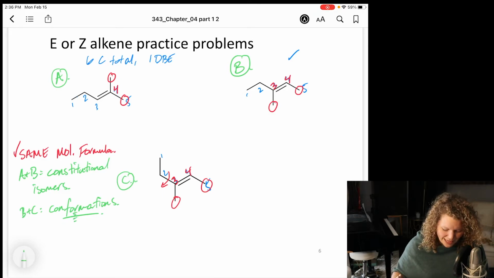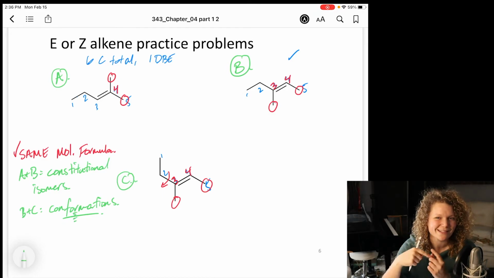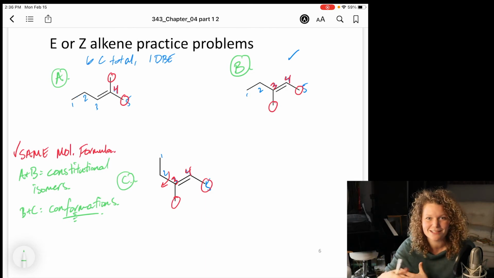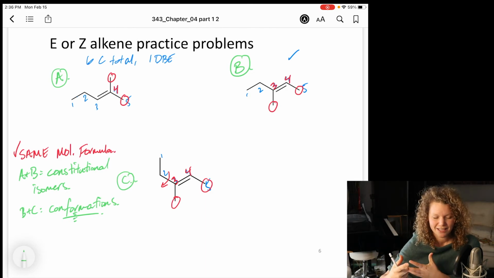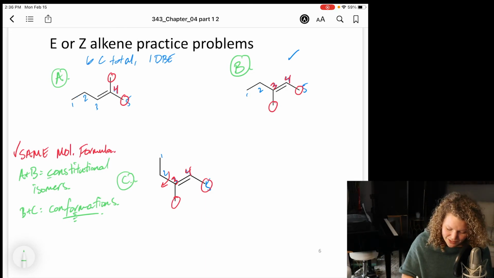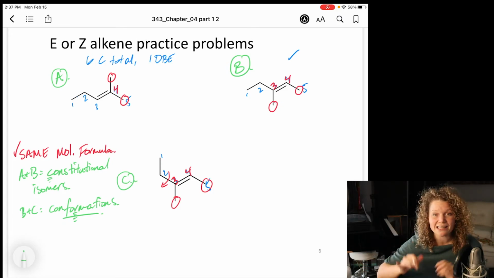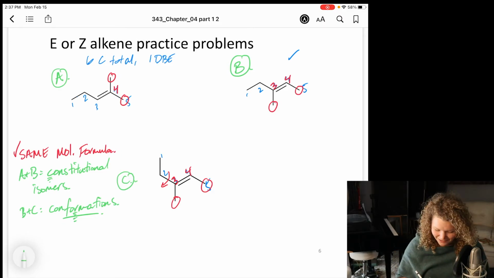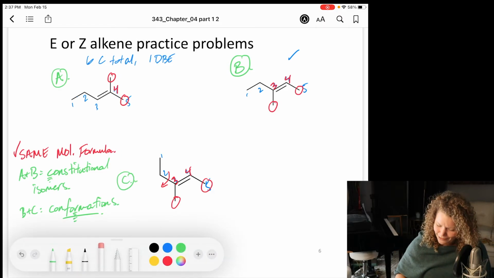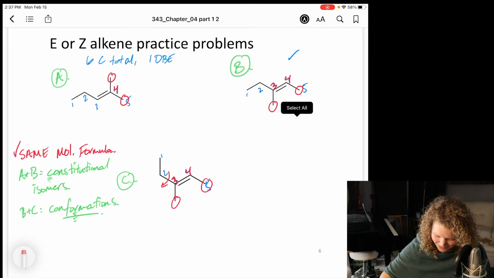Again, I like to remember that because there's an R. So R means there's an R in conformation, so it was rotated differently. Okay, constitutional isomers connected differently. Okay, now that we did a little bit of review, let's label these E and Z. Let's do what we were meant to do with these alkenes in this video.